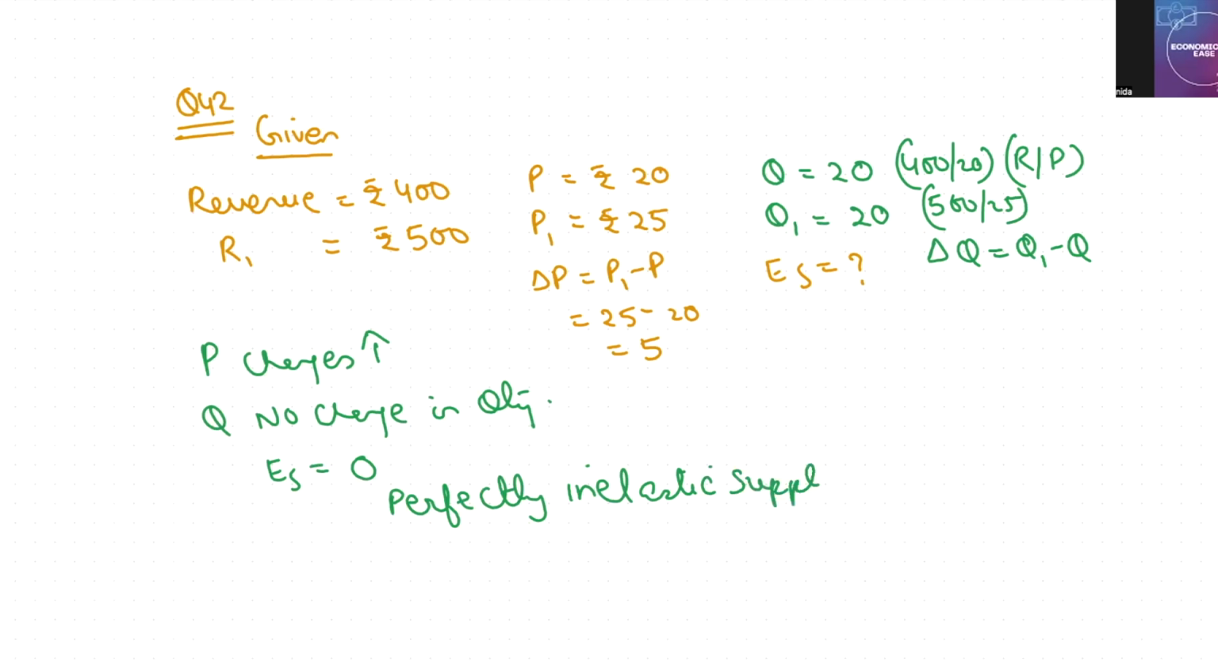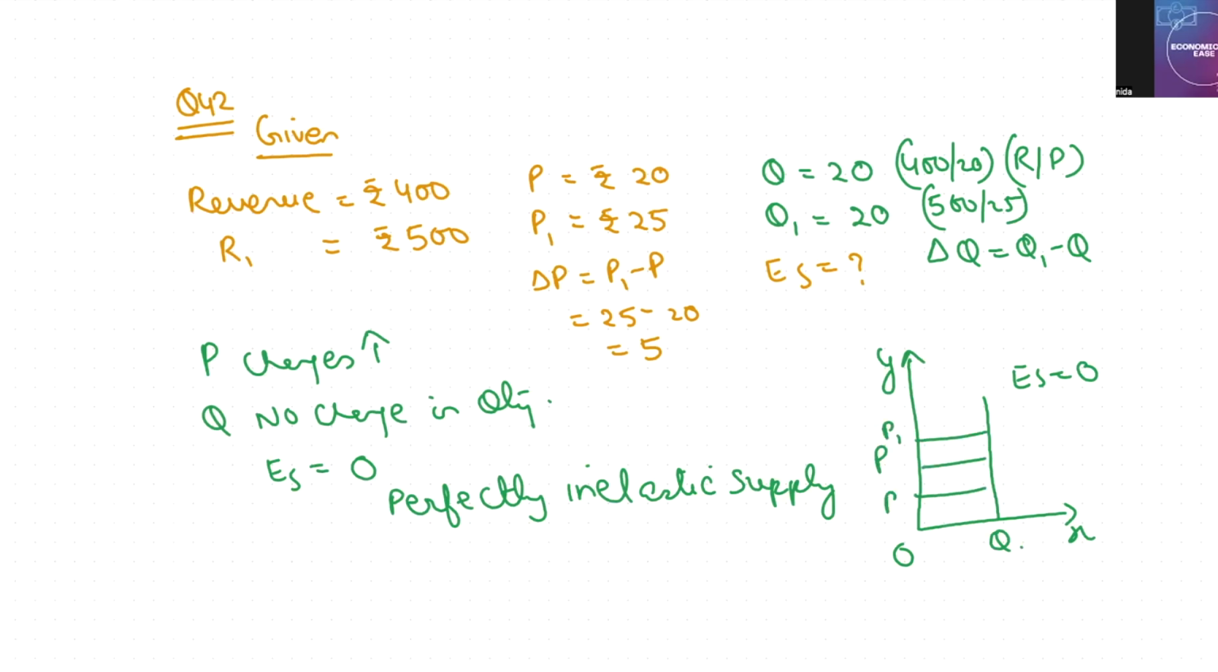And the diagram would be like this: Y, O, and X, and the elasticity of supply will be like this, zero. This is your quantity and this is your price. It means price changes, P or P1 or P2, but here the supply remains the same. So that is the case of perfectly inelastic supply. Okay, take the screenshot. Then question number 43.